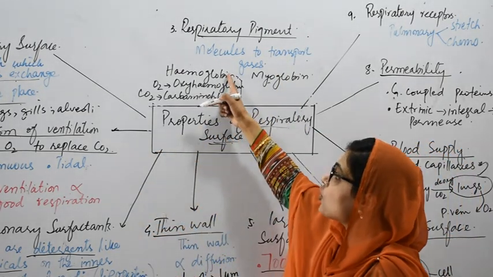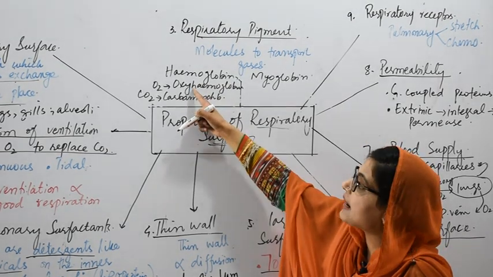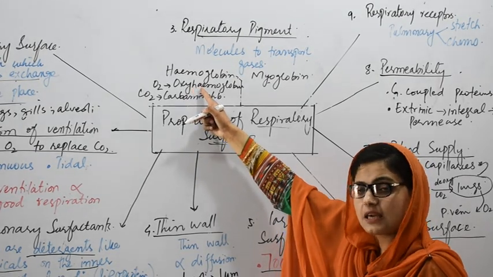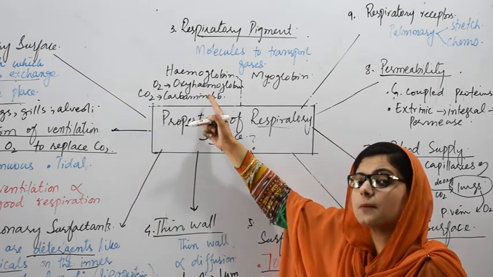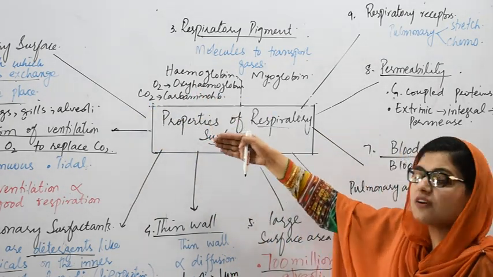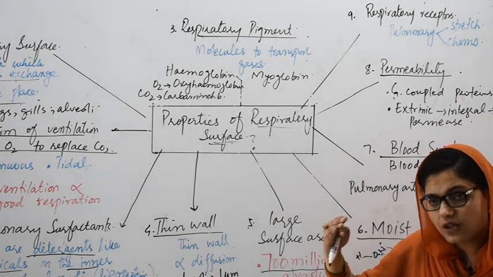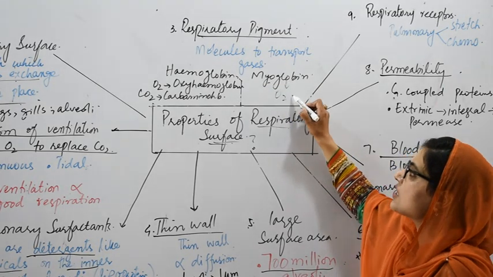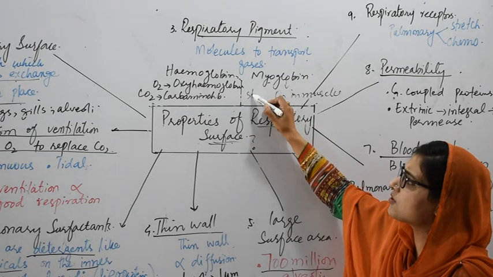ठीक है? Hemoglobin can bind with the oxygen as well as with the carbon dioxide. If it binds with the oxygen to transport oxygen, then it is called oxyhemoglobin. And if it binds with the carbon dioxide, then it is called carbaminohemoglobin, and both of them are needed for the easy and proper movement of the gases. Okay? And myoglobin stores oxygen in muscles. It does not transport, but it stores oxygen in muscles.